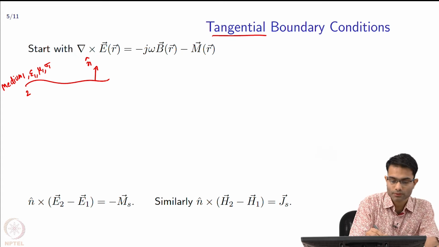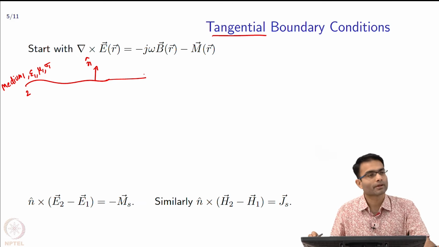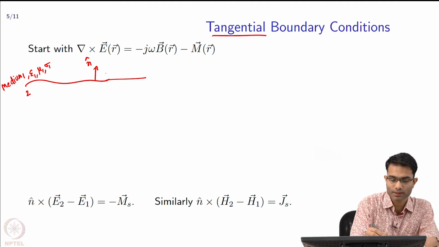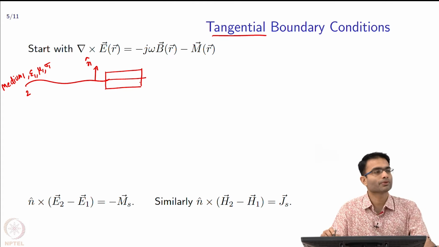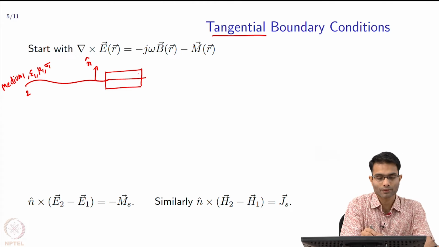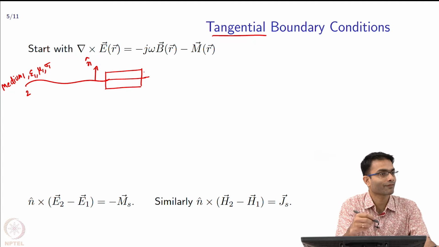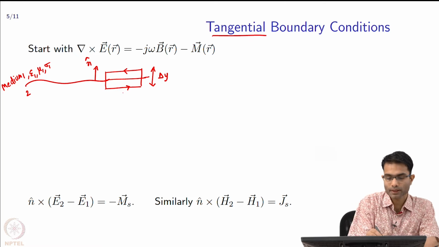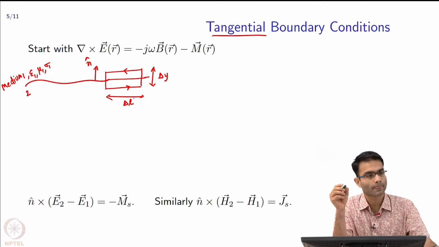So let's say that this continues over here, and I want to get a relation between the tangential fields. We have all done this in undergraduate, right. What do you do? You take a small little wire frame that straddles the boundary. So it's half above the boundary, half below the boundary. Let's take something like this. Let's call this delta y and let's call this delta L.